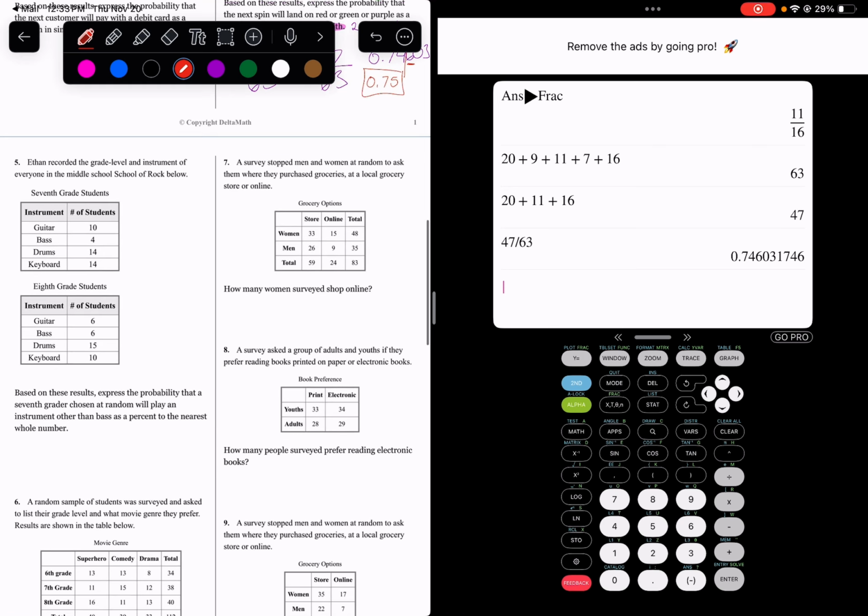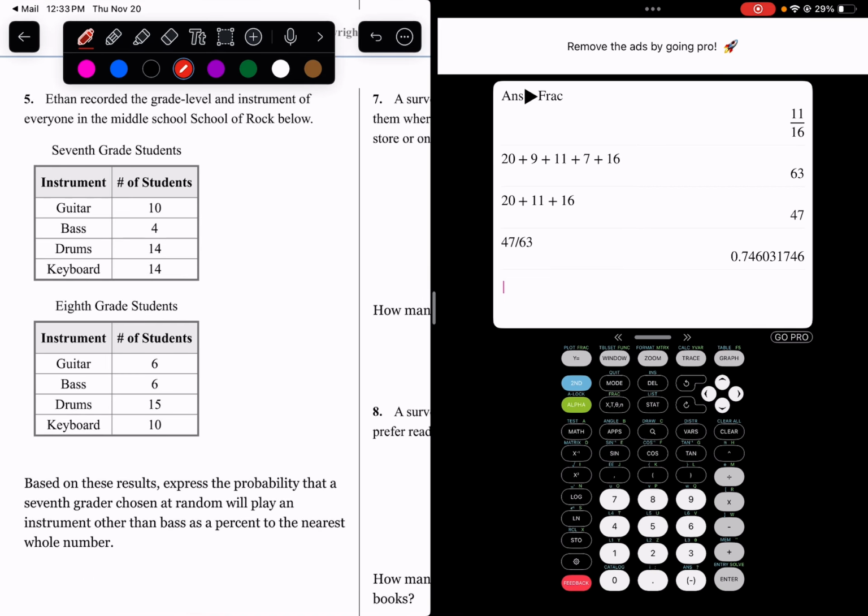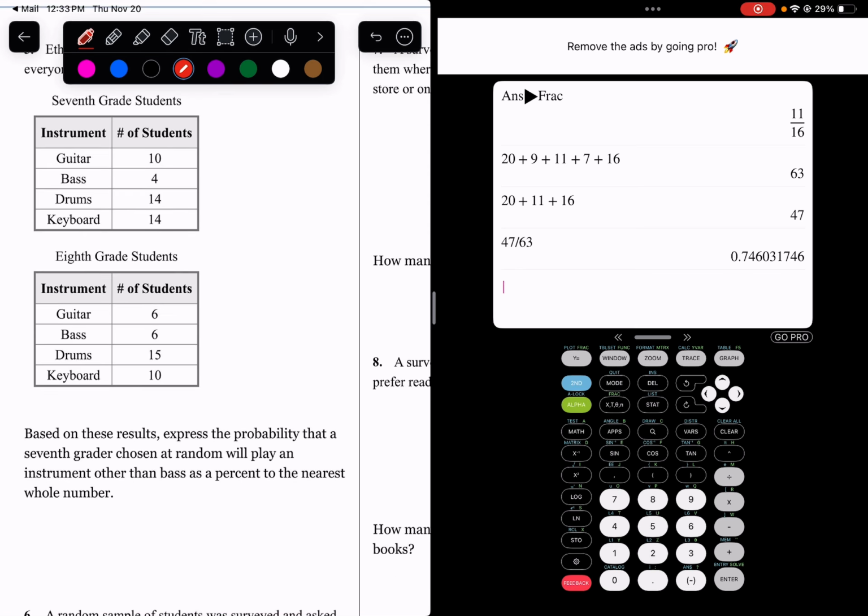All right. Let's go ahead and try this one here. So it says, Ethan recorded the grade level and instrument of everyone in the middle school, School of Rock, below. Based on these results, express the probability that a 7th grader chosen at random will play an instrument other than bass as a percent to the nearest whole number. Now, these questions you have to read very carefully. Sometimes it's just a randomly selected student. In this case, they said we are specifically only looking at the 7th graders, right? So again, that means that I am only looking at 7th graders.